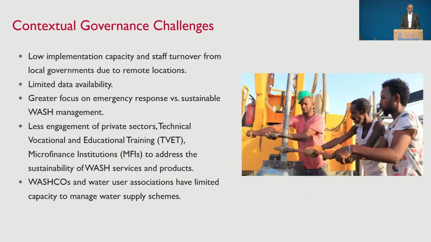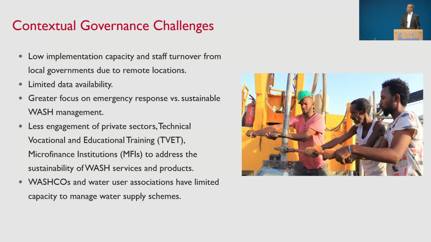When you look at the contextual governance challenges, we have low implementation capacity, specifically at woreda level in Ethiopia. And also there is high staff turnover, because the pastoralist communities are in arid and semi-arid areas where road infrastructure, telecom infrastructure, and other facilities are not available. So government employees or staff are regularly moving to other places.